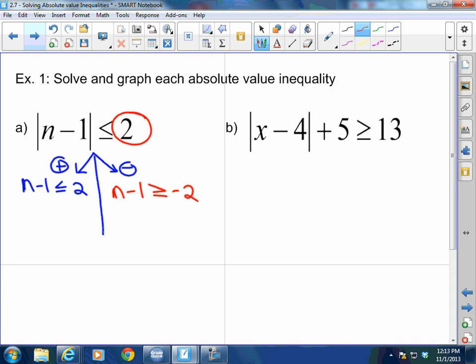Thank you. Very, very good. High five. You switch the inequality sign because you multiply by a negative. That's exactly right. If you get that, you're going to do great on this. So let's solve. Add 1 to both sides.